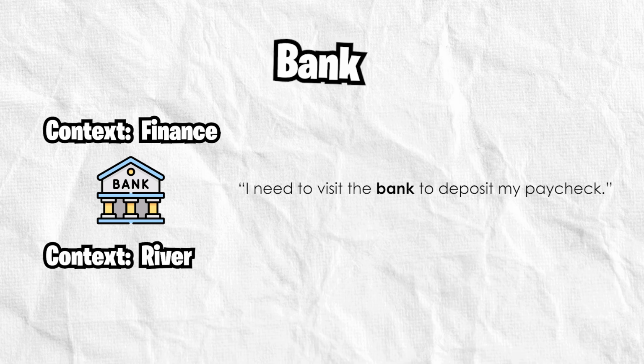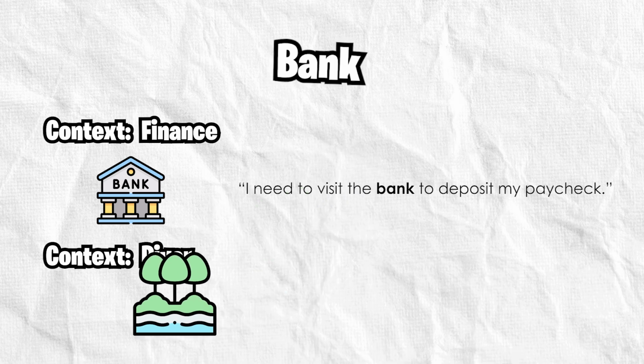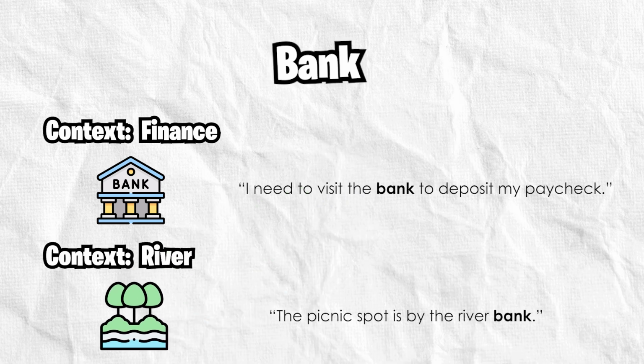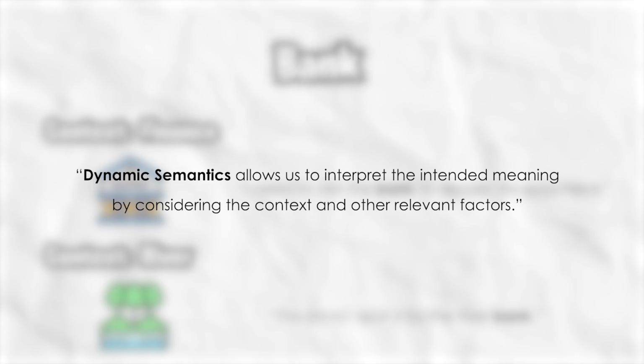Now in the context of a river, bank refers to the land alongside a body of water. Example, the picnic spot is by the riverbank. Now these examples demonstrate how the word bank can have different meanings depending on the specific context in which it is used. Dynamic semantics allows us to interpret the intended meaning by considering the context and other relevant factors.